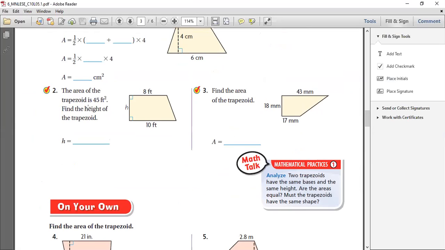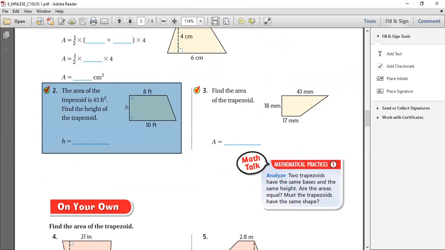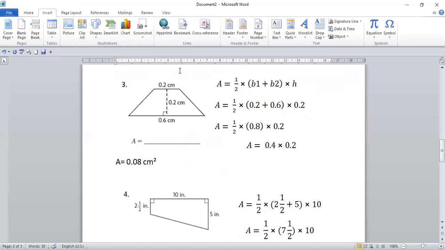Okay. Question number 2. The area of the trapezoid is 45 square feet. Find the height of the trapezoid. So they have given you both the bases and then you will have to find the height. So let's go back and let me clear this out. Okay. This is going to be question number 2 for you.